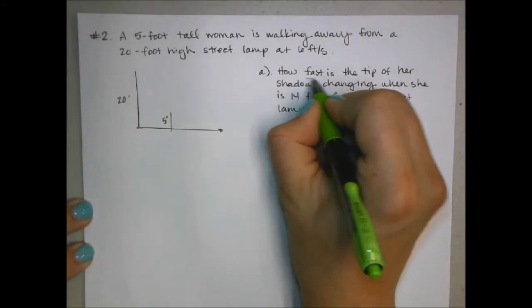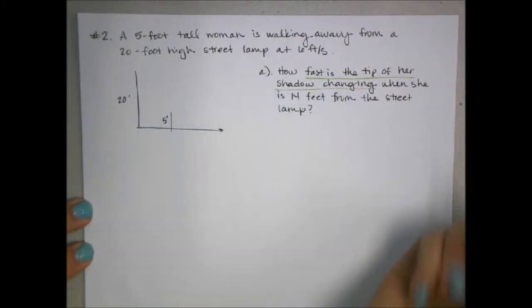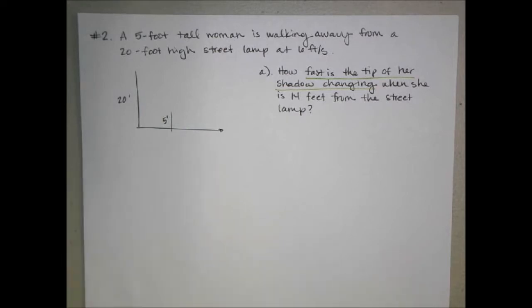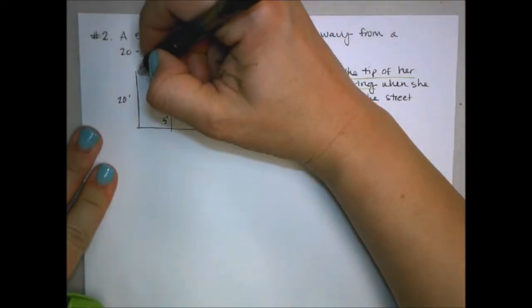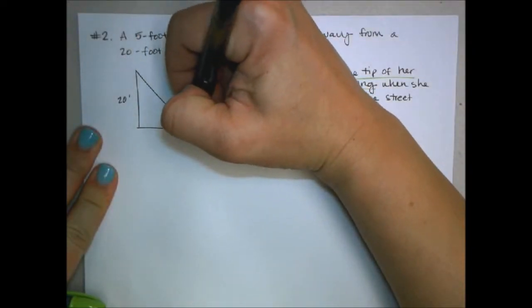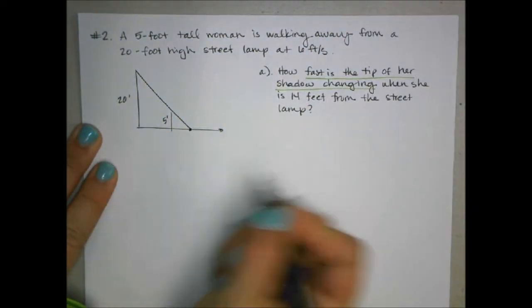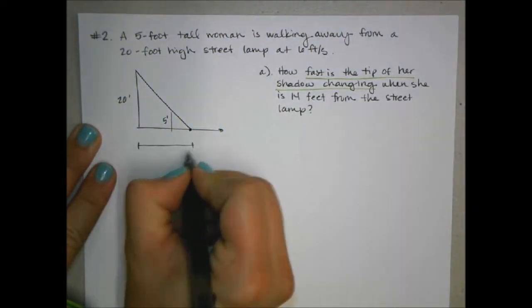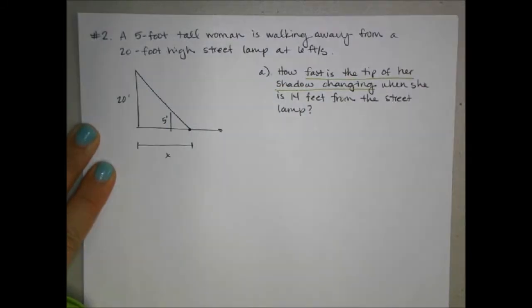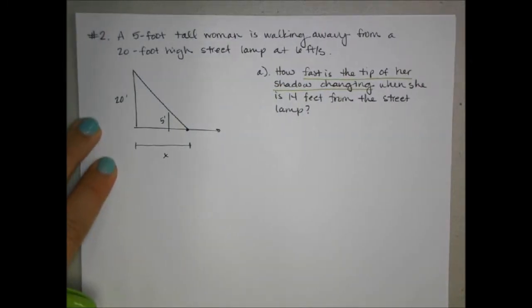So the tip of her shadow over here is based from the light over her head down to the ground. So the tip of her shadow is this entire length here, okay, x. So we are trying to find dx/dt.